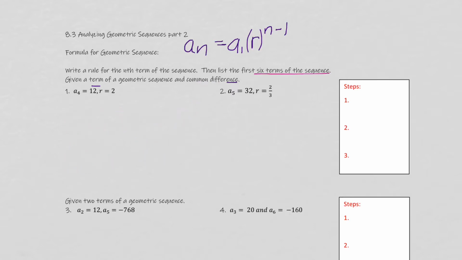So let's write out some steps for those before we try another one. The first thing we're going to do is use the general term to find a sub 1, my first term. The second thing I'm going to do is write the rule for the nth term. And then I'm going to use the rule to create my sequence.